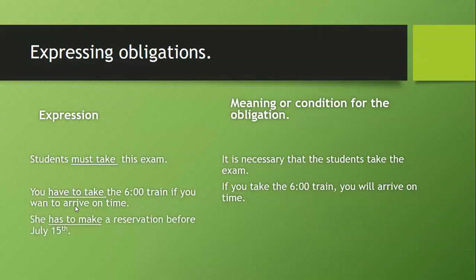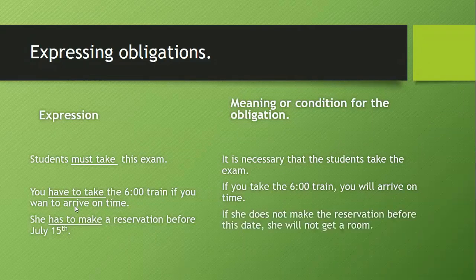The third one, she has to make a reservation before July 15th. Imagine that you are going to take some vacations in 3 weeks, right? And today is July 13th, right? Your mom has to make the reservation before July 15th. Why? Because on July 16th reservations are closed, and then you will not be able to get a room.